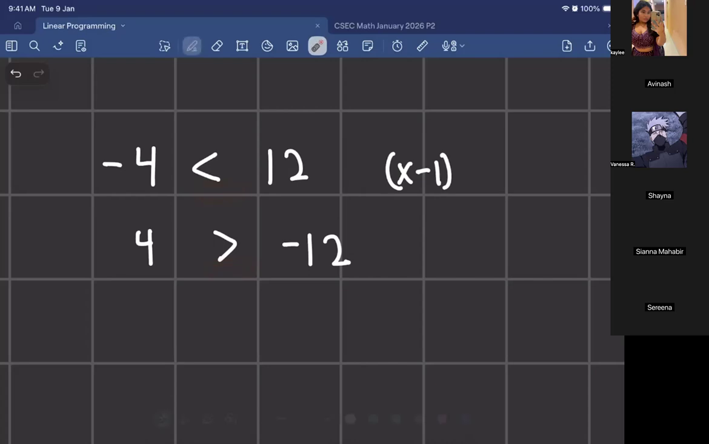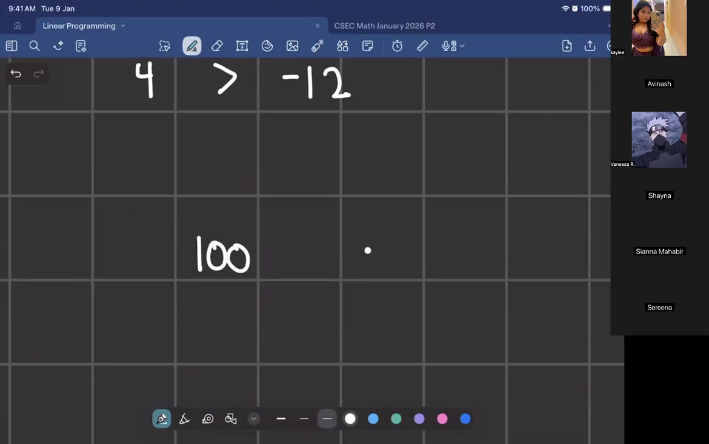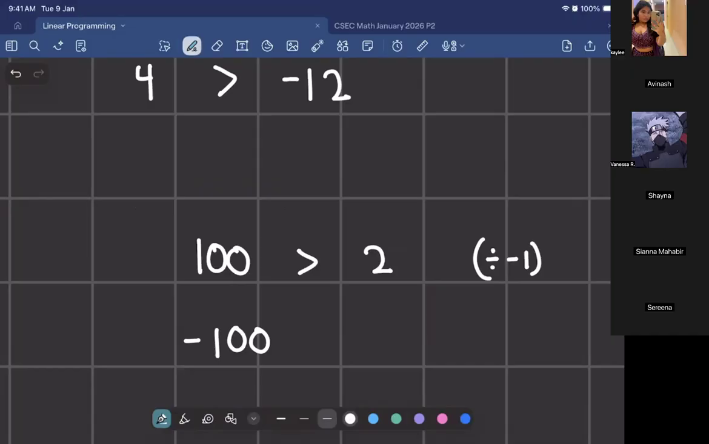Understand? Let me look at one more example. Let me just say 100 and 2. Which one is bigger? 100. So I would say 100 is more than 2. Okay, let's just say instead of multiply, I say divide both sides by -1. What is 100 divided by -1? -100. Right? And what's 2 divided by -1? -2. Right.